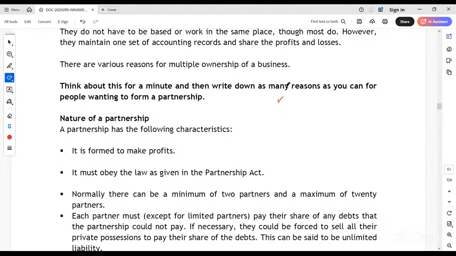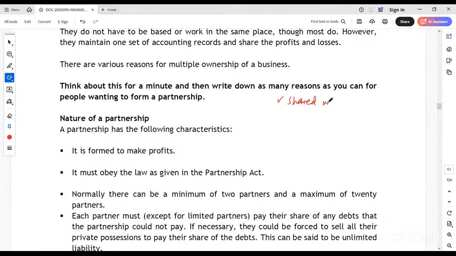Share, of course, improve decision making. So those are reasons as to why people go in for business. One of them, yes, Vivian. Sharing of the loss and profits. Sharing of losses and profits. Okay, we can say shared workload and responsibilities.